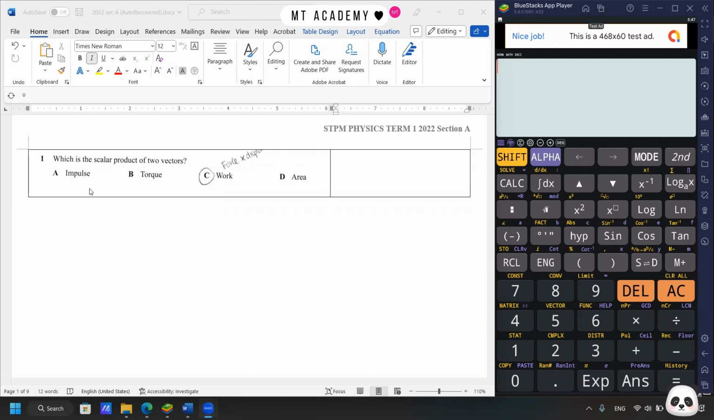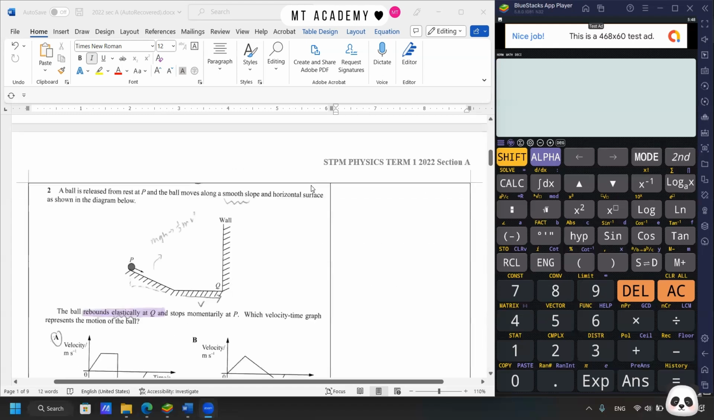So let's begin. The first question is about the scalar product of two vectors. The answer is quite obvious. It is answer C, work. It is the example that we use when we talk about the scalar product in the first chapter. For answer D, area, it is not a scalar product, but a product of two scalar quantities. For example, for a rectangle, it is the product of the length and the width of the rectangle. So I hope this is clear for you.